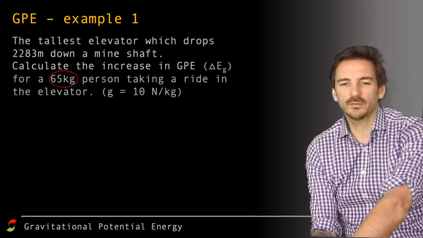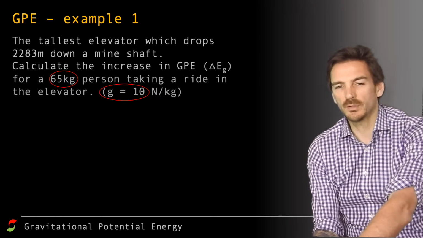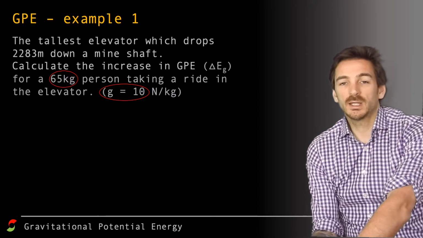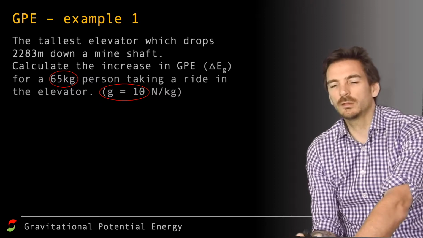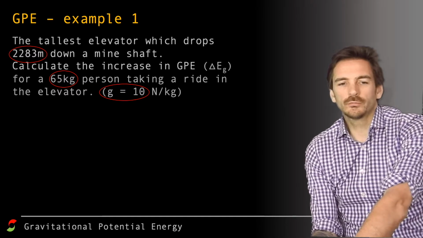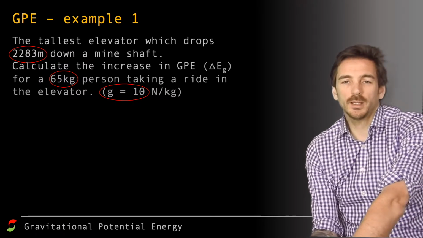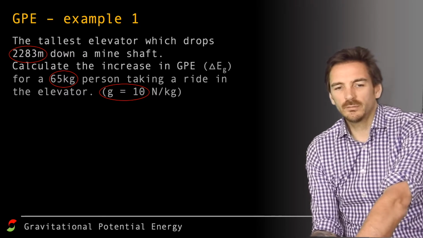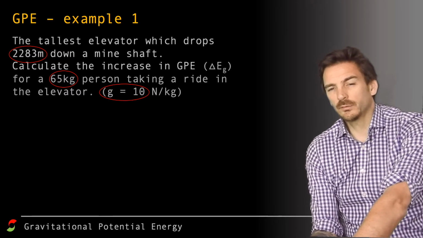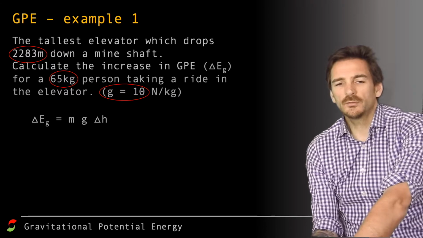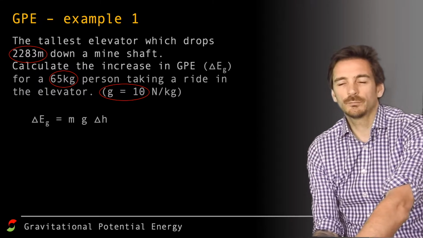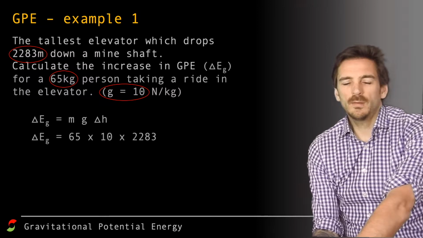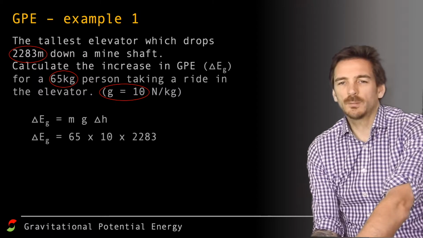So the important part here is that you've got a 65 kilogram person, and you get given gravity, or the gravity here on Earth is given as 10 newtons per kilogram. And also the difference in the height. So the height difference here is 2,283 meters. So the first thing we can do, always write the equation down. You'll get a mark for that in an exam, possibly. And then substitute in the values once you're happy about the values.